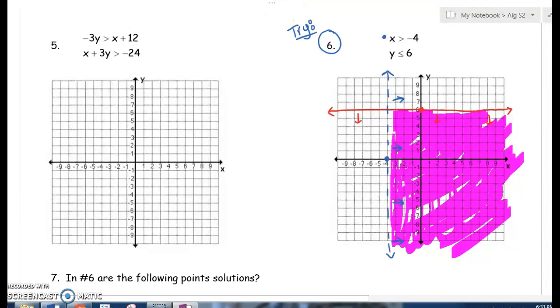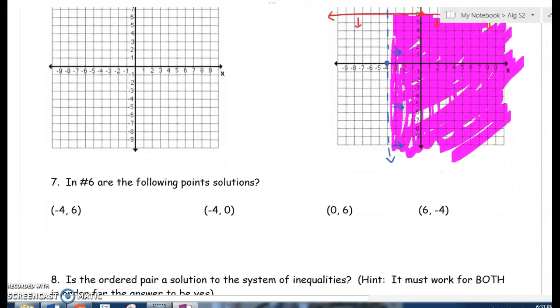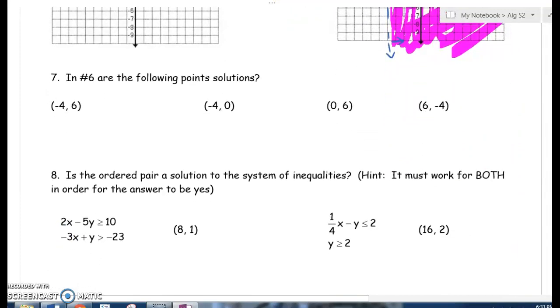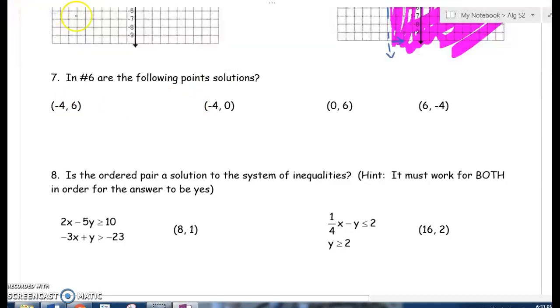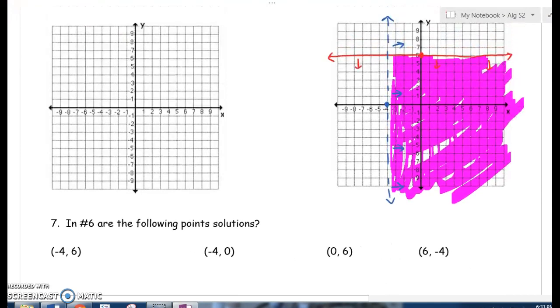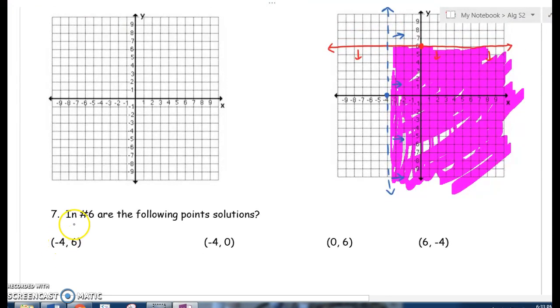All right, let's look at number 7. With number 7 it says, in number 6 are the following point solutions? So we talked about this yesterday: if it lands in the shaded area, it's a solution. If it lands on a solid line, it's a solution. But if it lands on a dashed line, then it is not a solution.